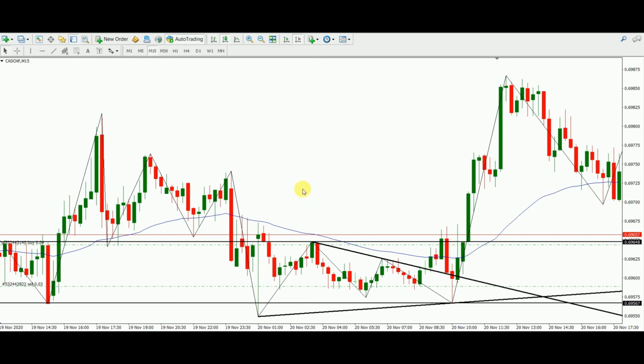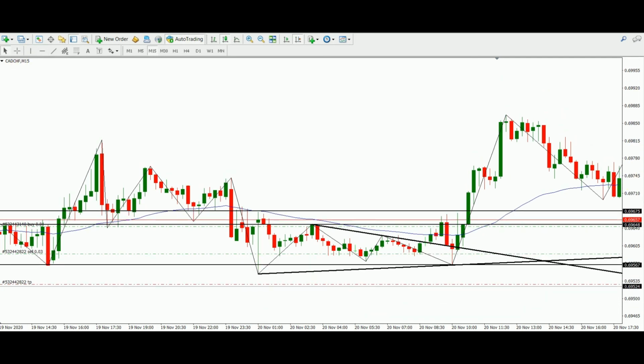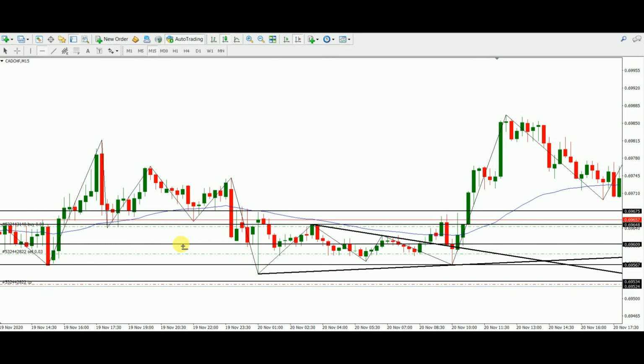Okay, so it was around here for take profit. And same thing with B here. Then your stop loss, for both the buy stop and sell stop, will be here.